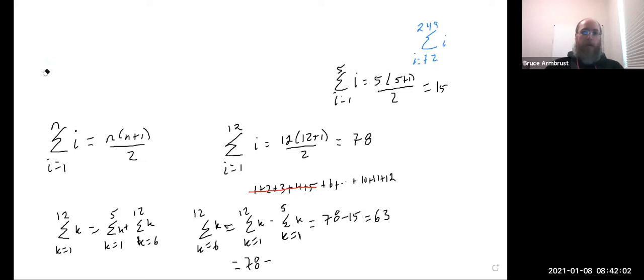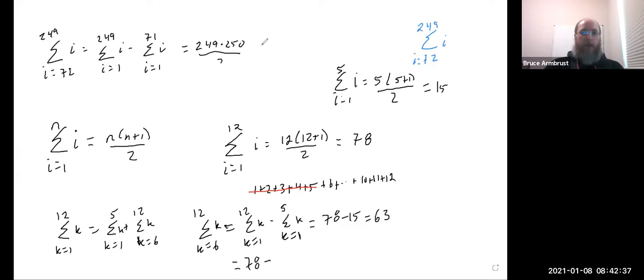Okay, so if we're going to do the sum from 72 to 249, that's going to be the sum from 1 to 249 minus the sum from 1 to 71, right? Because we got to subtract off the first 71 of them. So this is 249 times 250 divided by 2 minus 71 times 72 over 2.